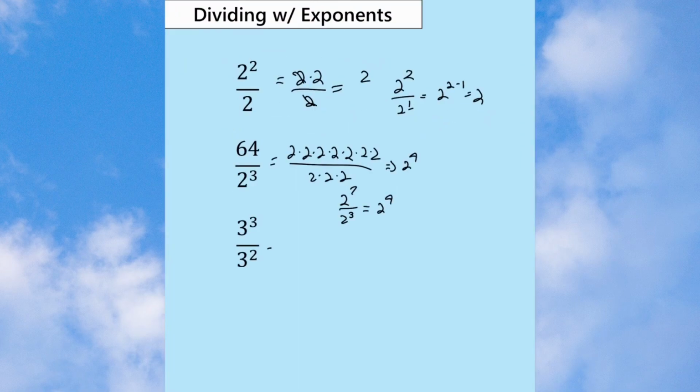And finally, we can apply this to 3 to the 3 over 3 to the 2. 3 to the 3 minus 2 for the exponent is 3 to the 1. So the general rule is going to be, if we have a number to an exponent value, and then again in the bottom we have that same number to some other exponent, say z, the result in this division will be x to the y minus z, or whatever it's on the bottom.